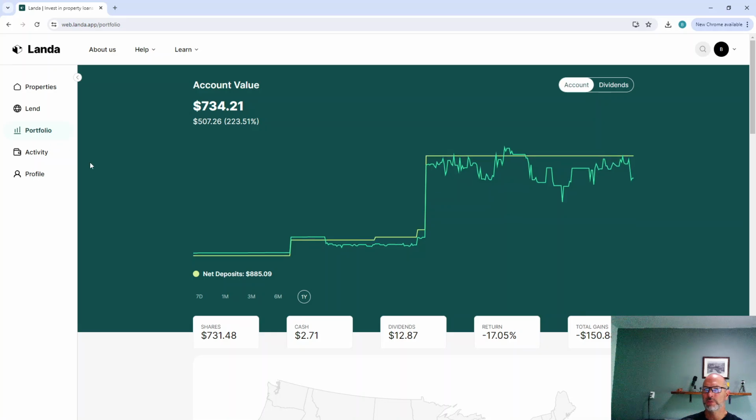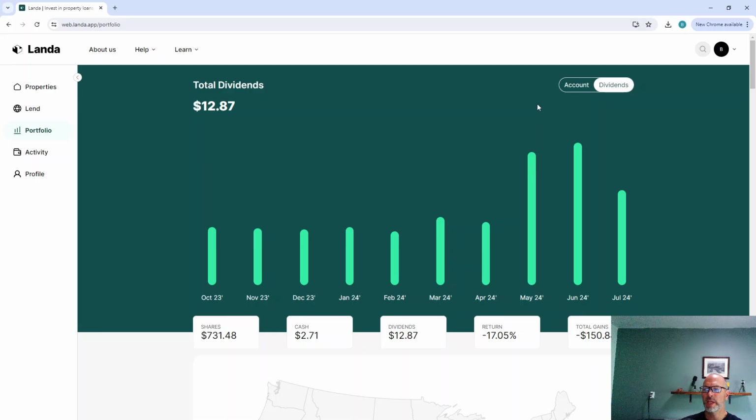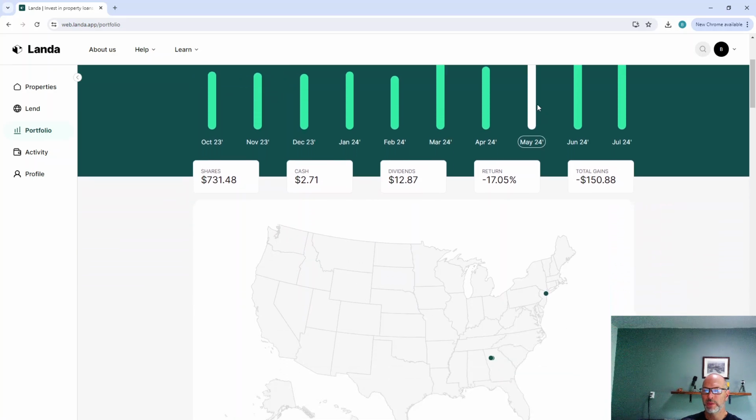So I only have a small amount of shares on the property. I'm kind of dabbling with it to see if it's a platform that I would want to invest more in. And if you come into your portfolio, you can see that they've got the current account portfolio based on what they have figured the market rates are. A little more on that here in a second. You can see the total dividends that you've made from the rent that they pay out monthly, and they do pay it out monthly if there's something there.